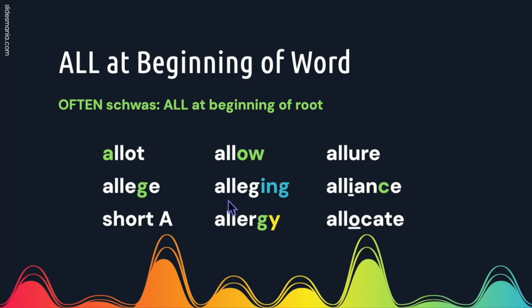We can add suffixes. Alleging. Alliance. This C uses its soft sound because C followed by an E, I, or a Y will always have the sound of S. Here are some words where we use a short A sound for a word beginning with ALL rather than a schwa. Allergy, allocate.